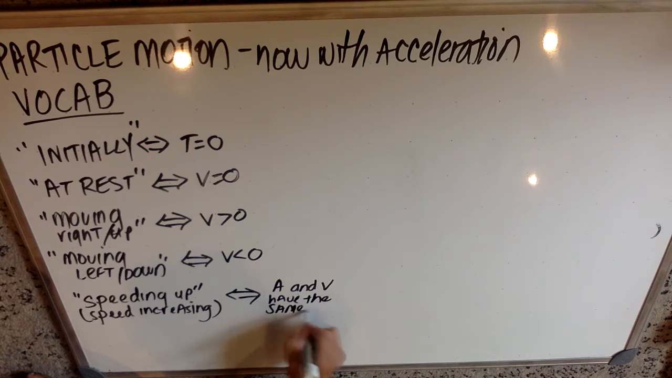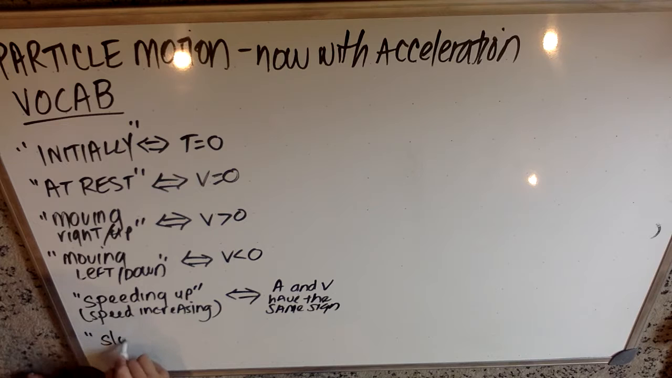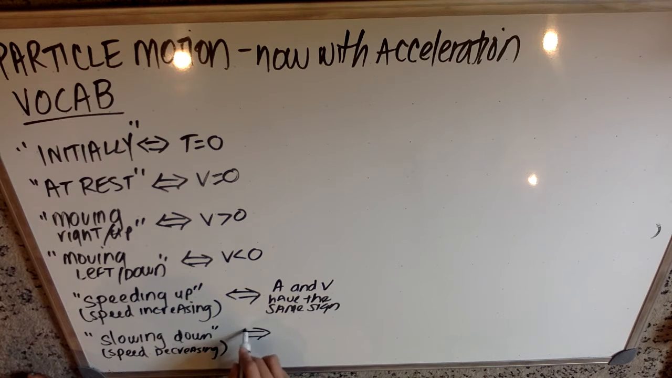And I'm going to walk you through that in just a sec and explain some logic of why. And if you hear the colloquial phrase slowing down, slowing down is actually the same thing as saying your speed is decreasing. Then that's going to mean that A and V, acceleration and velocity, have opposite signs.